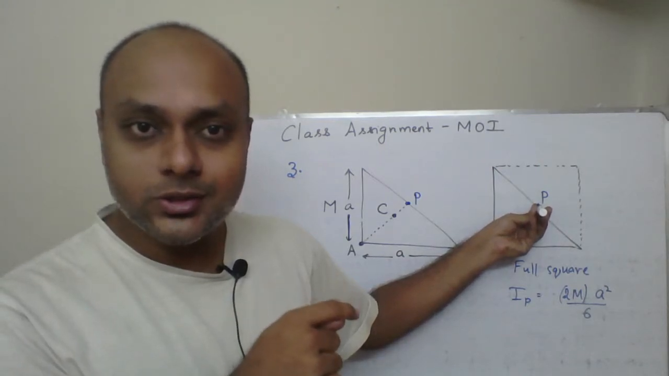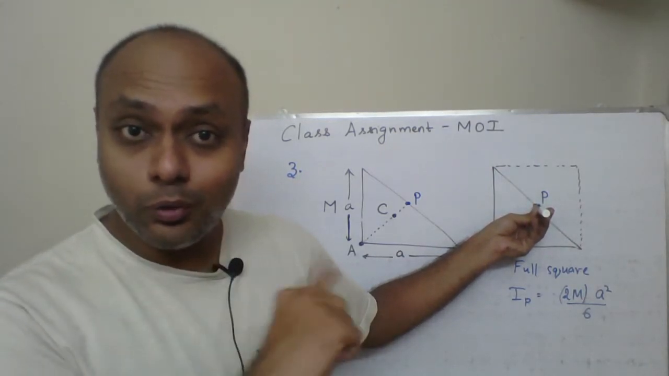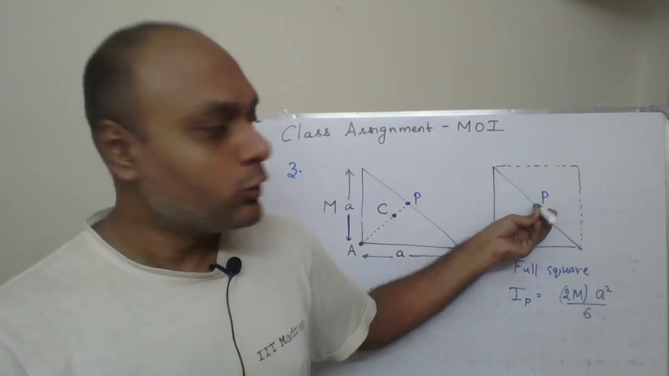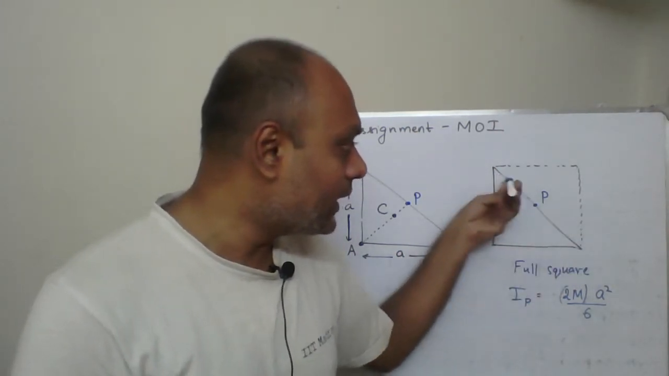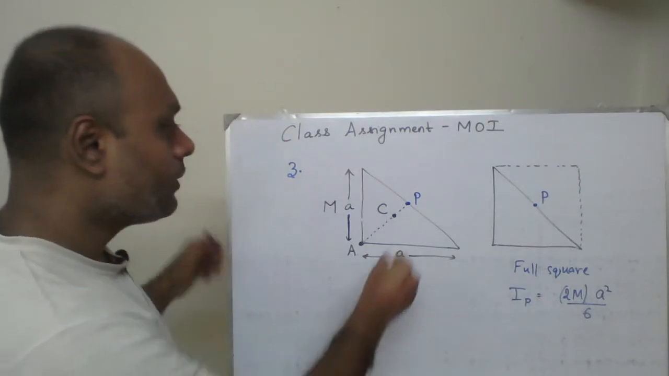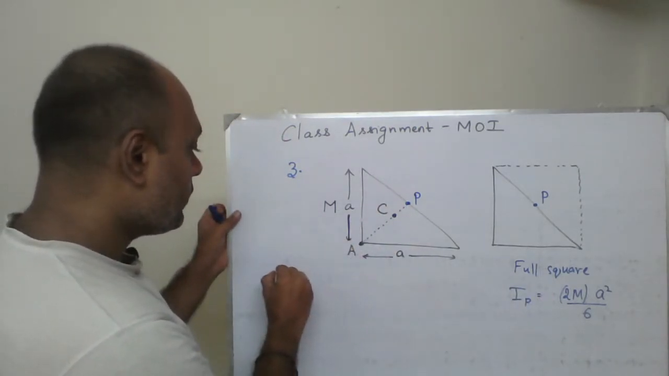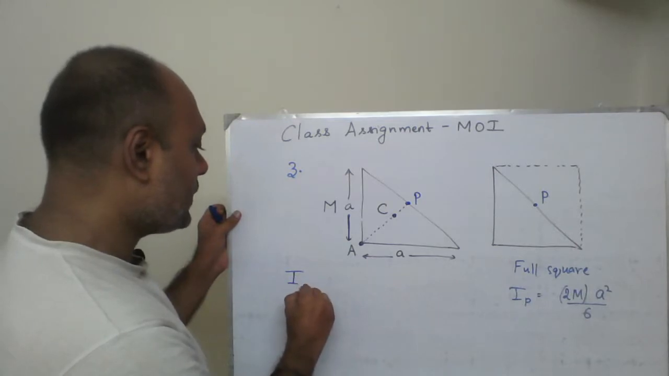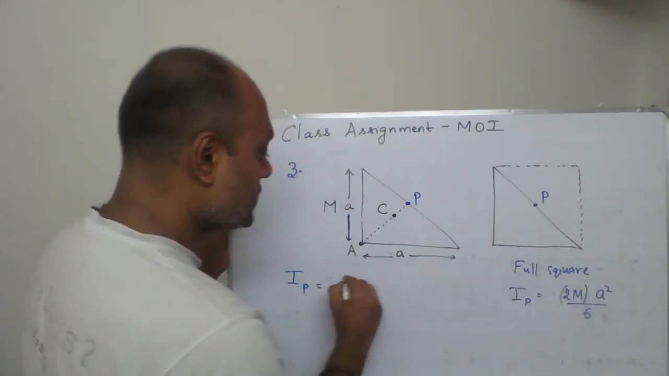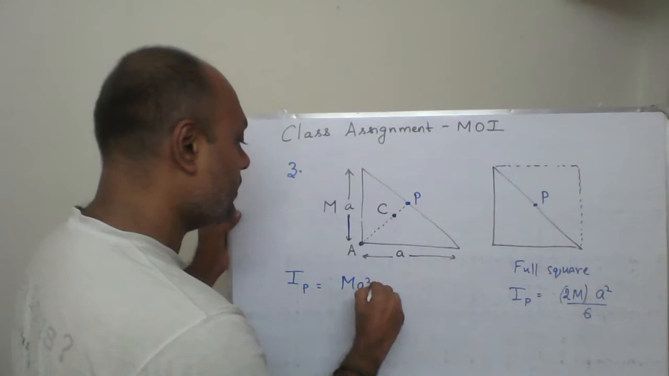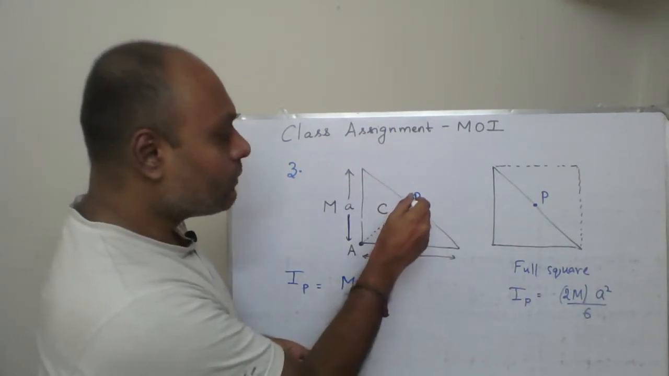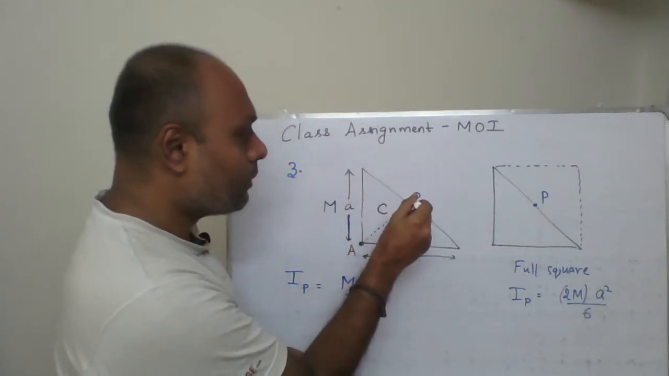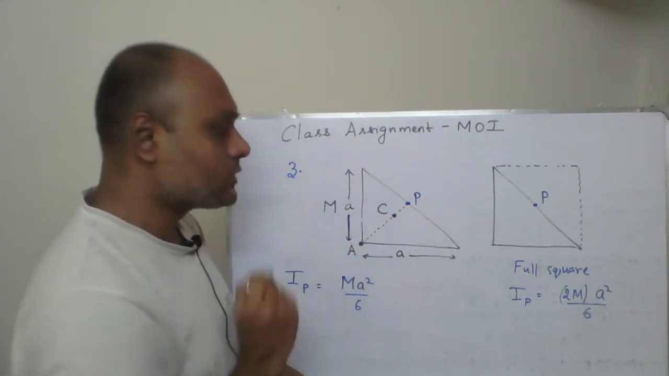Because about this axis passing through point P, note that both the triangles are symmetric triangles. So moment of inertia about axis passing through point P for one triangle will be half of this. So I'm going to write it over here. For the triangle, moment of inertia about axis passing through P will be half of this expression, which will become ma square by 6. So now what we have done is, we have obtained moment of inertia for this triangle about axis passing through point P, which is ma square by 6.